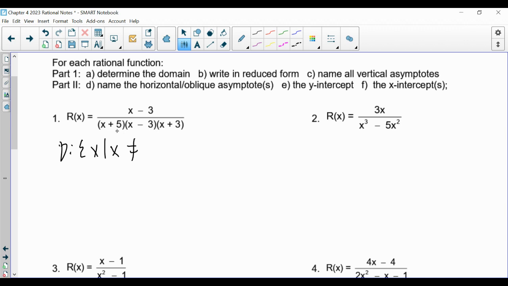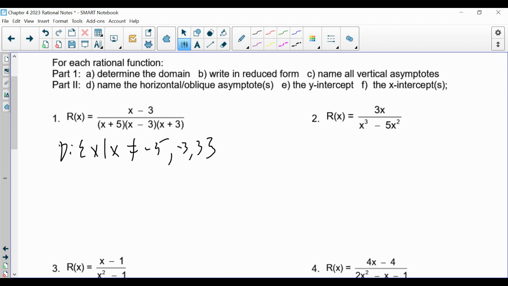So x plus 5 equals 0, subtract 5, you get negative 5. x minus 3, add 3, you get positive 3. x plus 3 equals 0, subtract 3, you get negative 3. Usually I like to write them in numeric order, lowest to highest, and there's our end bracket, and there's your domain.